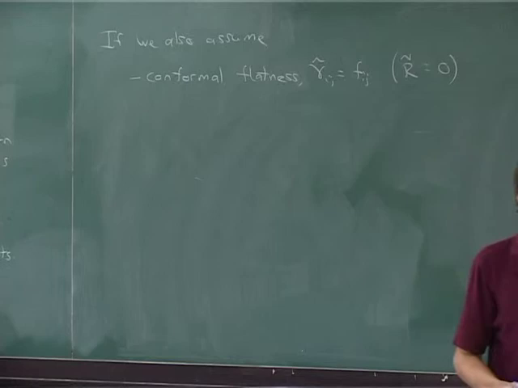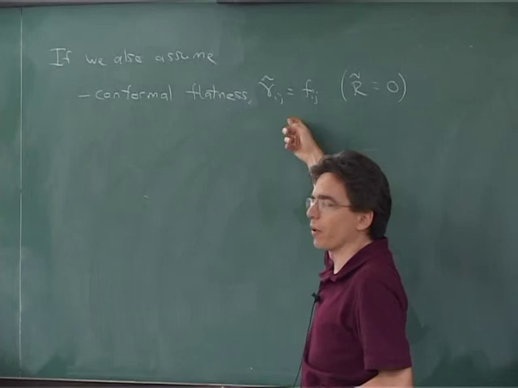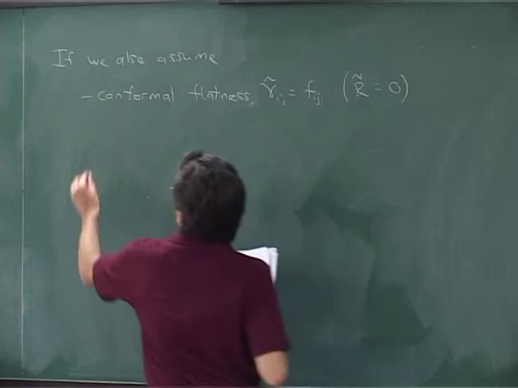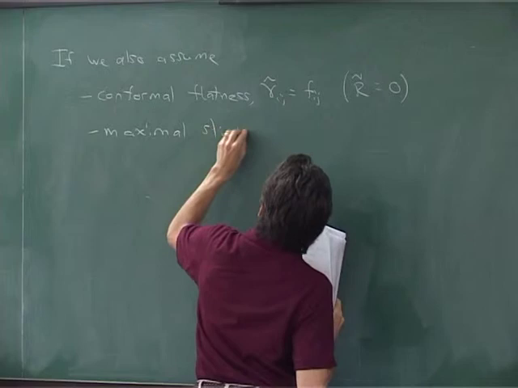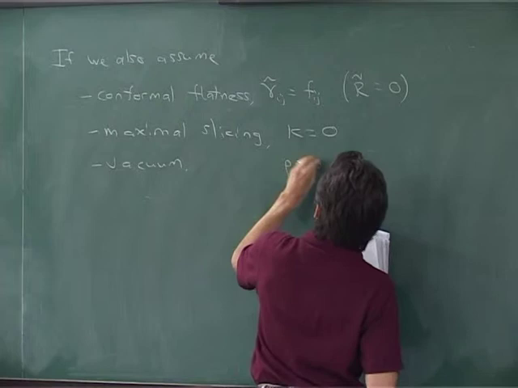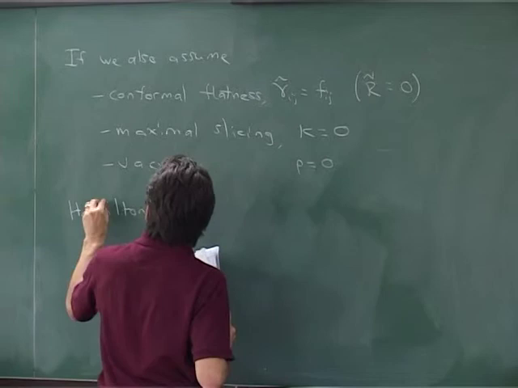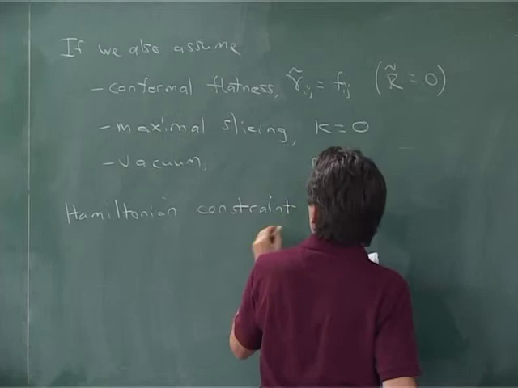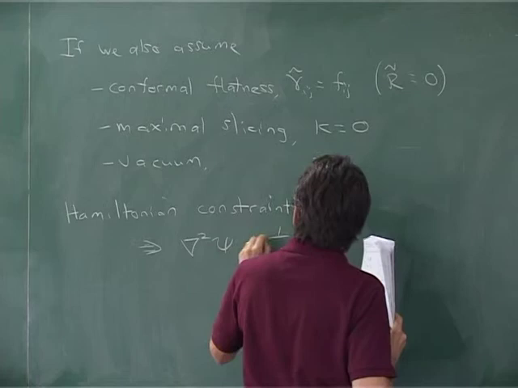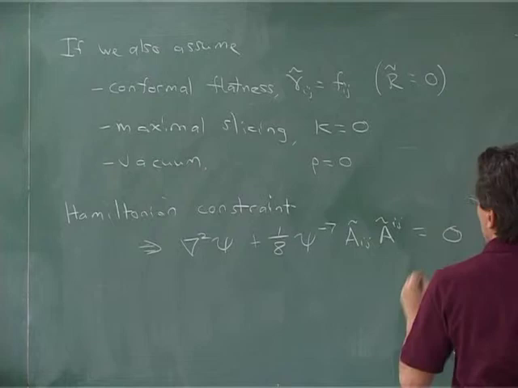In Cartesian coordinates, this is just 1, 1, 1, or the appropriate flat metric for whichever coordinate system you like. If you also impose maximal slicing, so you let the trace of K be zero, and you choose vacuum, you are clearly just killing off lots of things, and you are left with the Hamiltonian constraint, which becomes the following, where I haven't defined this.